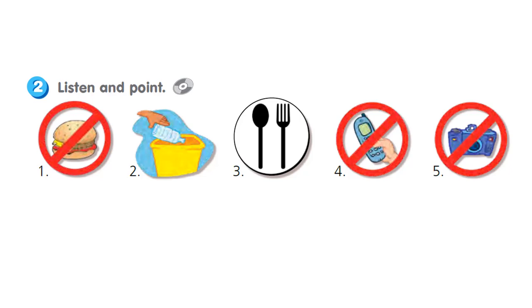Activity 2. Listen and point. 1. You can eat here. 2. Turn off your mobile phones in the cinema. 3. Throw rubbish in the rubbish bin.